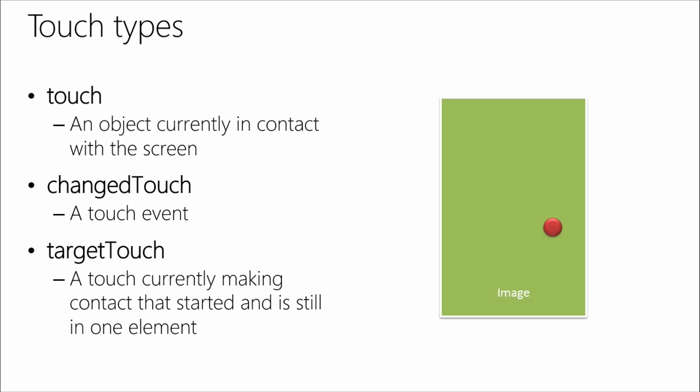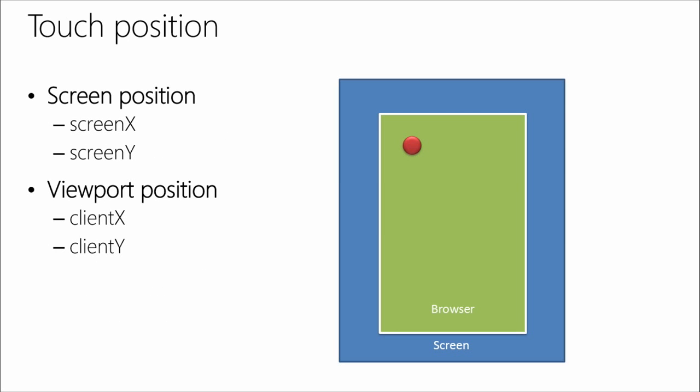So in any event, we've got all of those primitives. And I can also figure out exactly where on the screen or on the viewport, aka browser, that the user is touching. Again, all of that is fantastic. The screen X and Y is going to be based on the screen coming in from the sides. The client X and Y is going to be inside the browser.